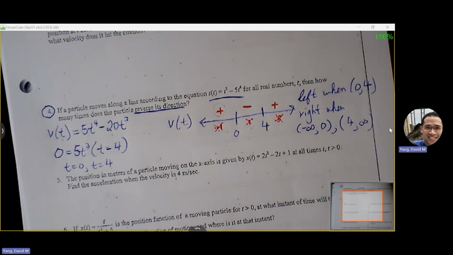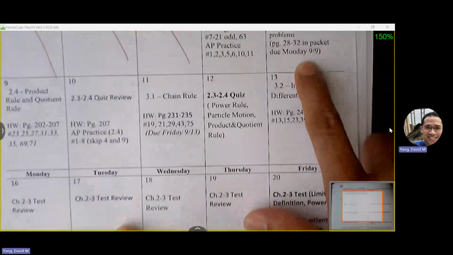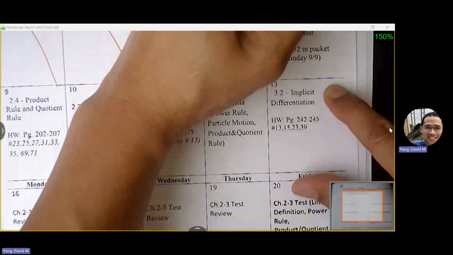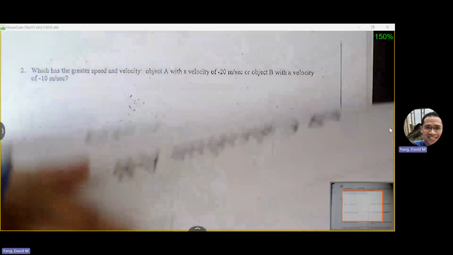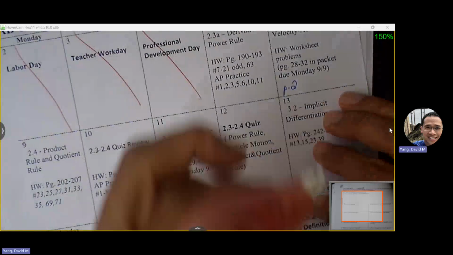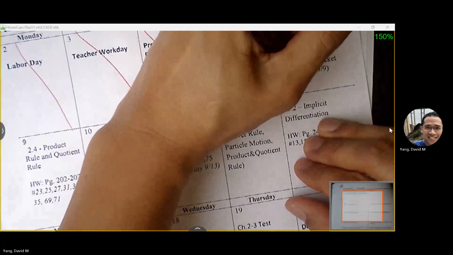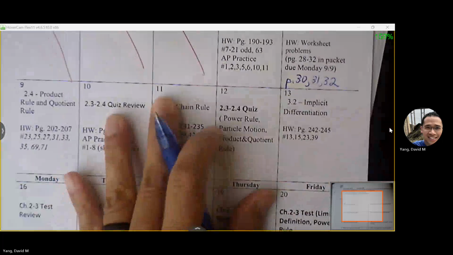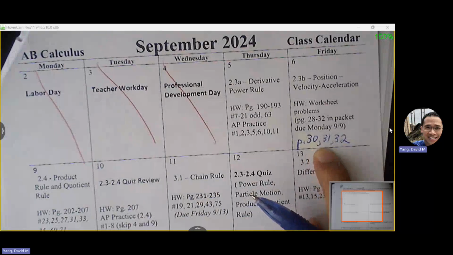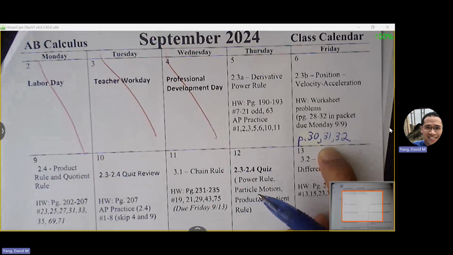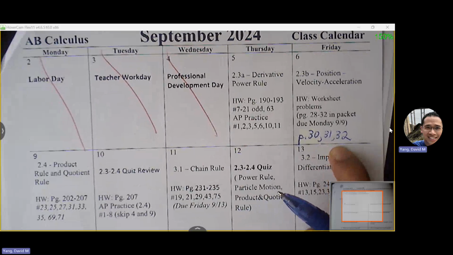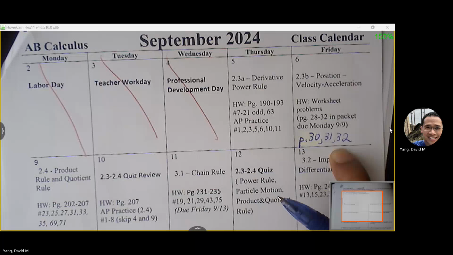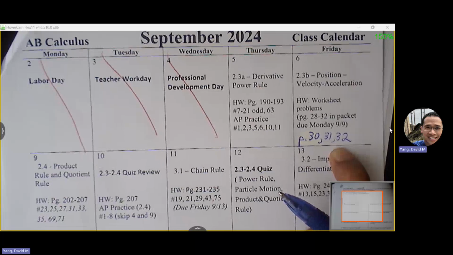Okay, so your homework, it says page 28 to 32, but we're just going to do page 30, 31, and 32. I'll send out a reminder on Sunday and also put the link under today's date on my website so you can check your answers. But page 30, 31, and 32. Homework over the weekend, but I'll send out a reminder on Sunday since it's over a weekend.